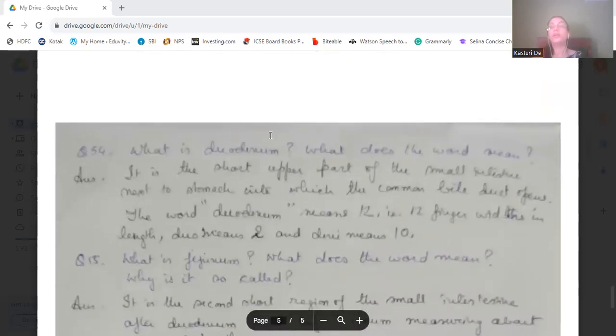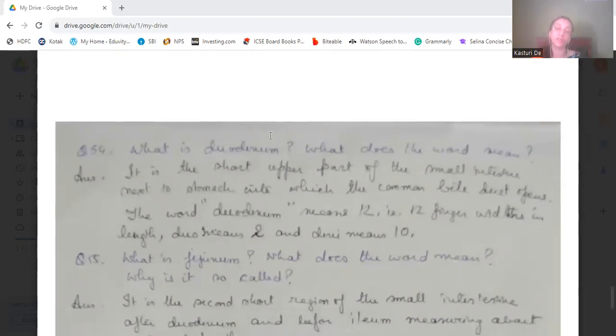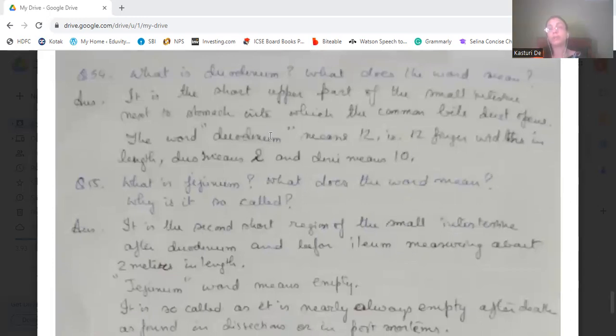So what is duodenum, or what does the word mean? Duodenum is the short upper part of the small intestine, which is next to the stomach, into which the common bile duct opens. That is, the common bile duct contains the bile duct from the liver and the pancreatic duct. Commonly, they join together to form the common bile duct.